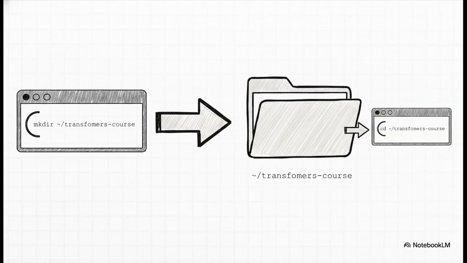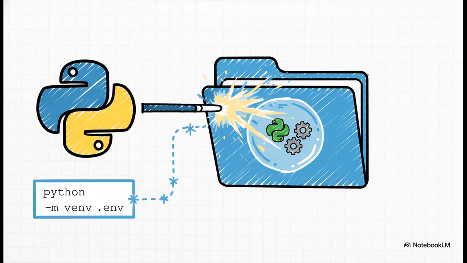Step 1 is a piece of cake. We're going to use mkdir to make a directory. We'll call it transformers-course. And then we'll use cd to change directory and just hop right inside our new folder. Okay, here's where the magic happens. This one command tells Python to create a brand new virtual environment, or venv, right where we are. What you'll see is a new hidden folder called .venv pop up, and inside there is a fresh, clean copy of Python just for this project.